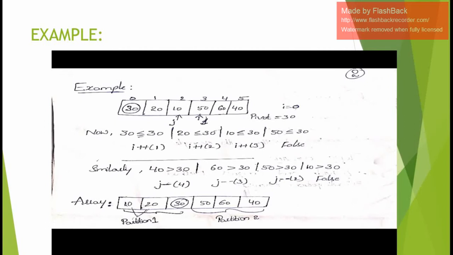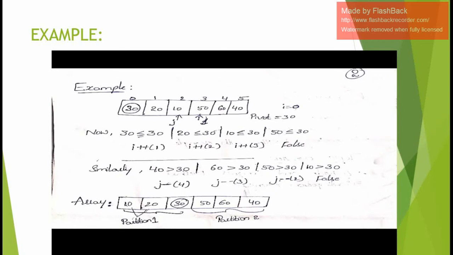Comparing with the next element, 10 less than or equal to 30, again the condition is true, so i increments again and becomes 3, and comparing with the next element, 50 less than or equal to 30, the condition is false, so we stop incrementing i there and the i value is 3.